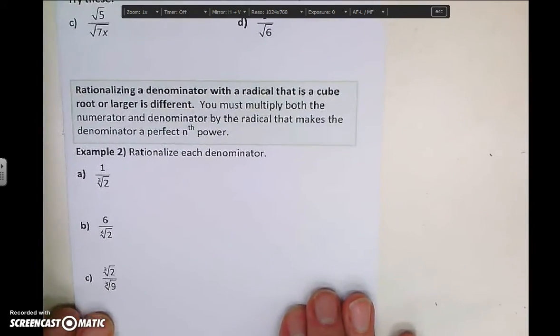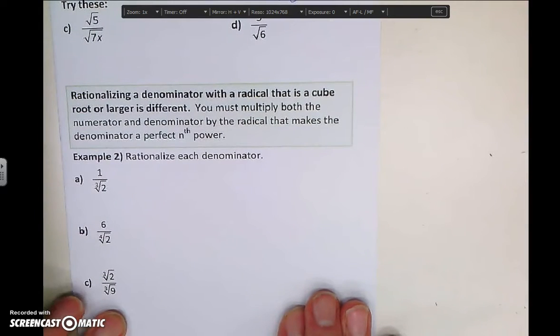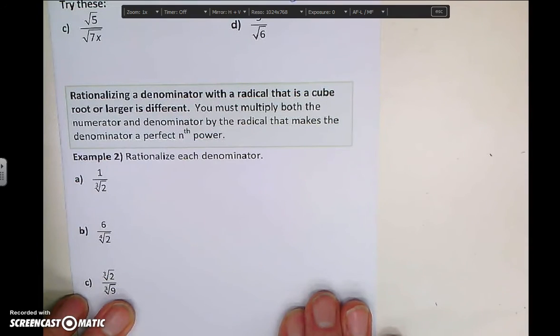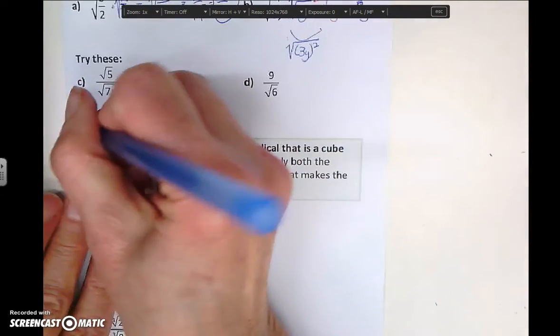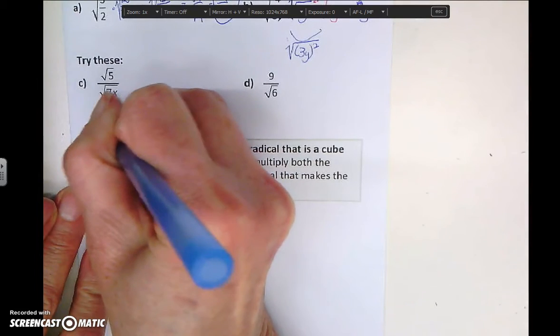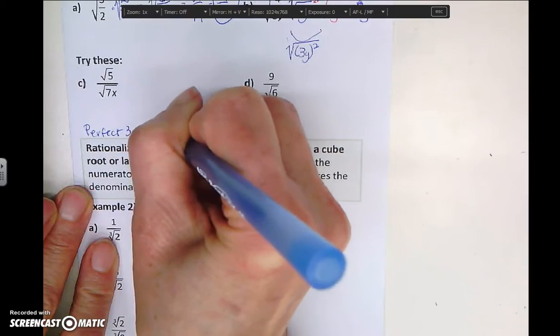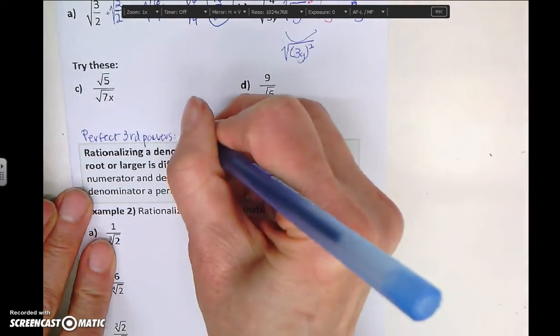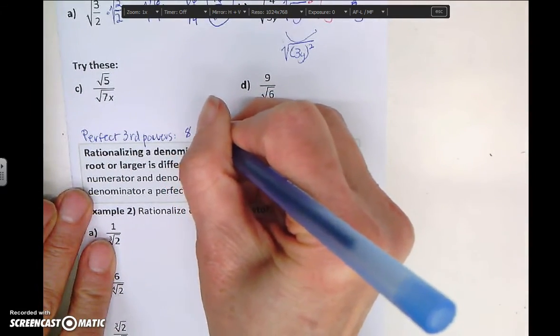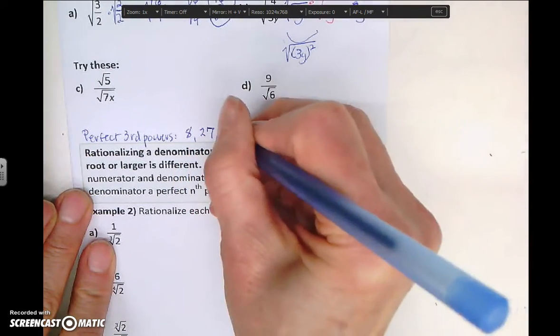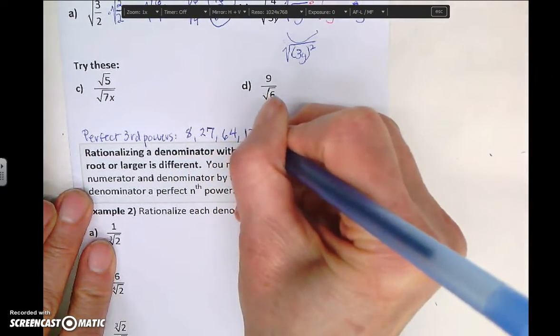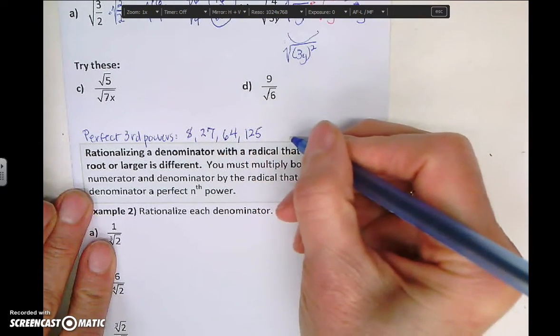Okay, so now we're going to rationalize a denominator that has a radical that is a cube root or larger. To do this, you must multiply both the numerator and the denominator by the radical that makes the denominator a perfect nth power. So I'm going to write right here perfect third powers. So this is kind of for example, 2 to the third, which is 8, 3 to the third, which is 27, 4 to the third, 64, 5 to the third, 125, etc.